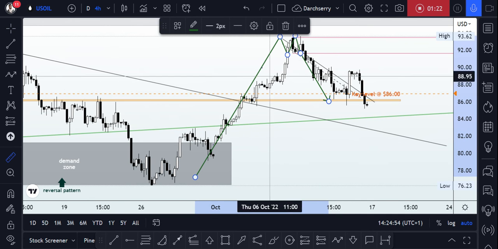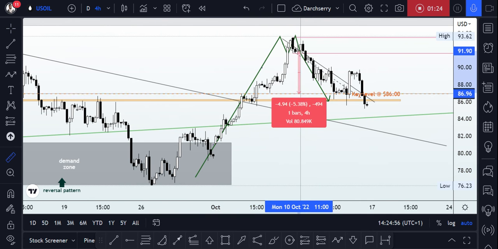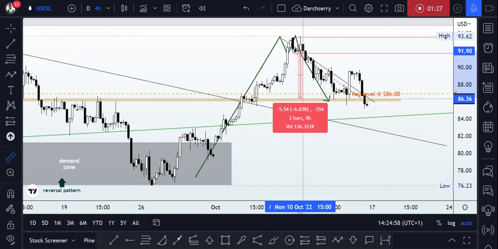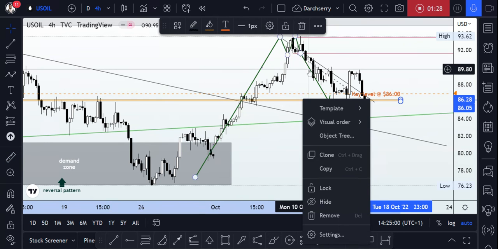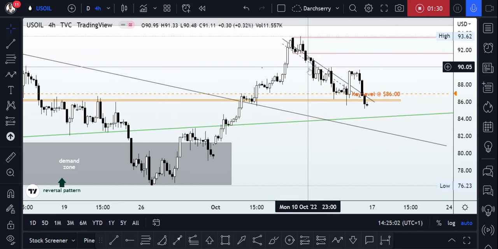So during the course of last week, we made a minimum of about, let me see, a minimum of like 600 pips on this one. So that's how we did that last week.